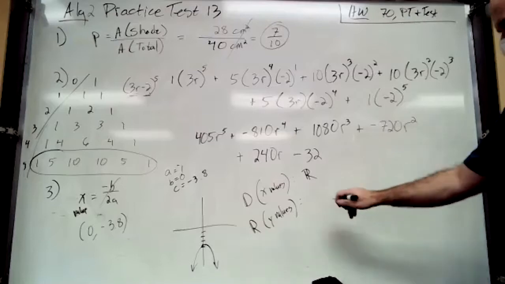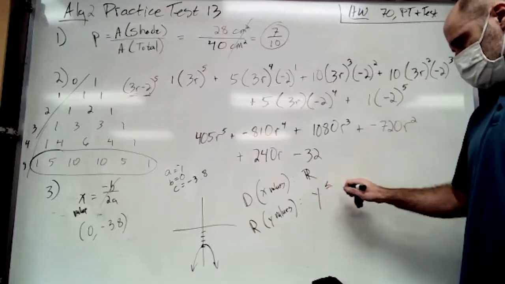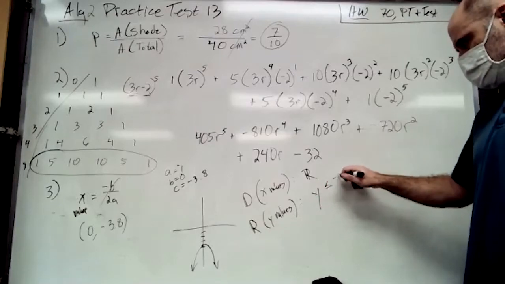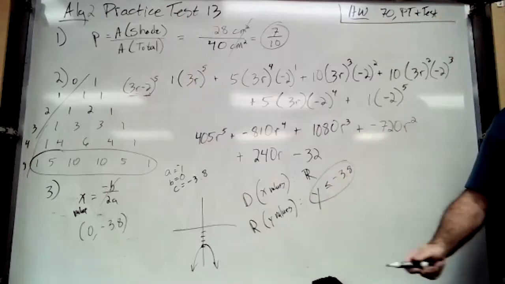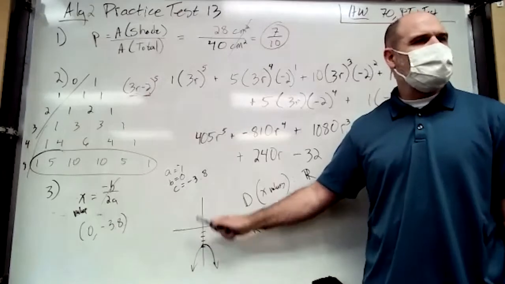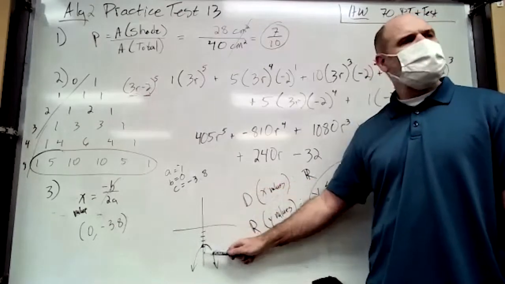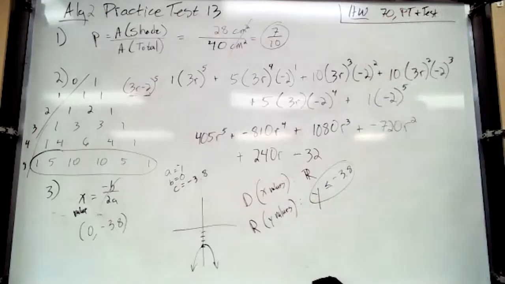Y is less than 3.8. All right, but I'm going to say less than or equal to negative 3.8. Okay, nothing above negative 3.8. It's all negative 3.8 and below is where that graph is. Okay.